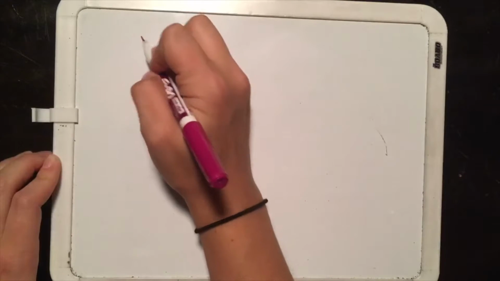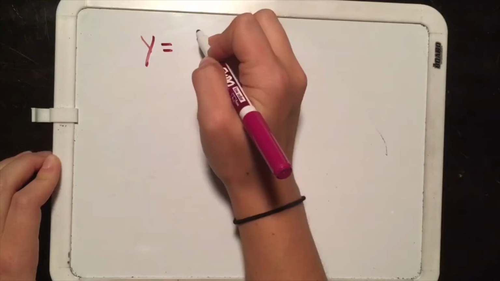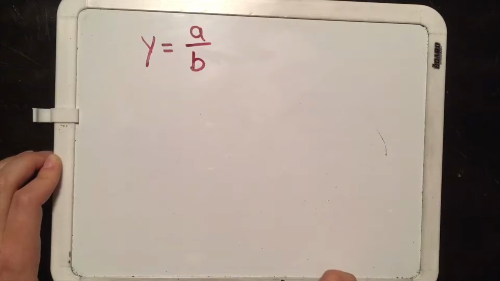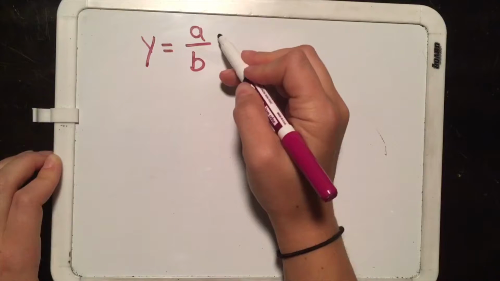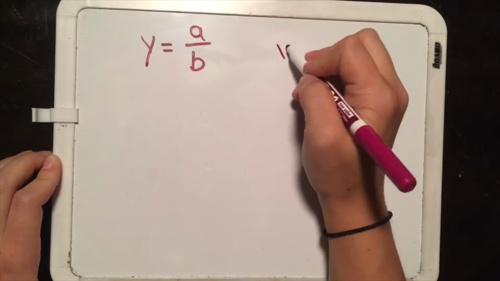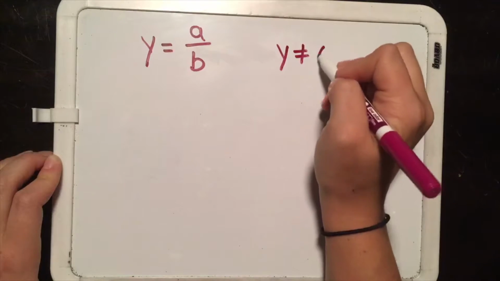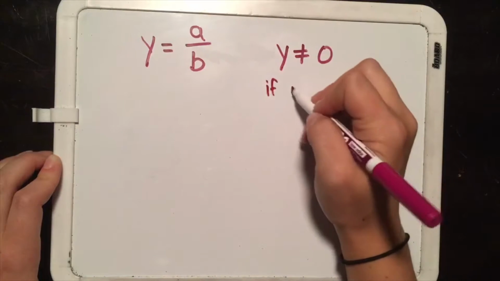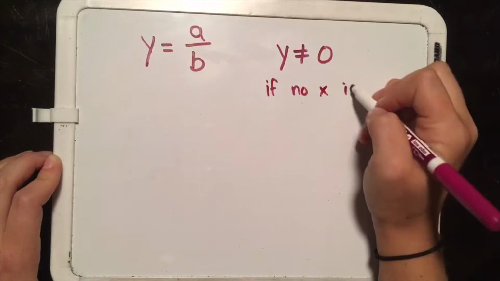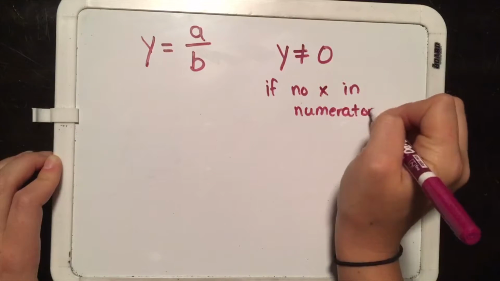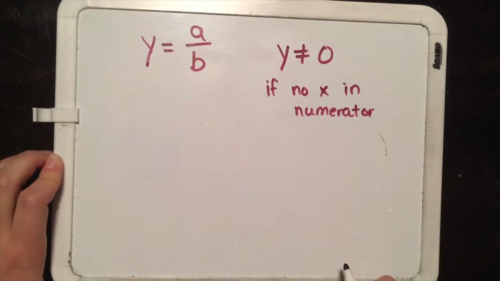Now note that if you have a fractional function, y equals a over b, if there is no x in the numerator of this fraction, then y will never be able to equal 0. If no x in numerator. Now let me show you an example.